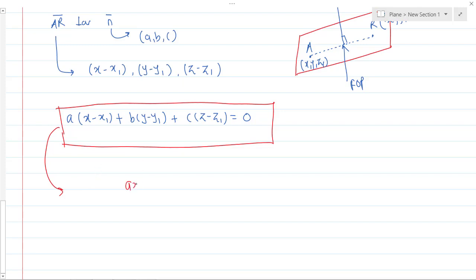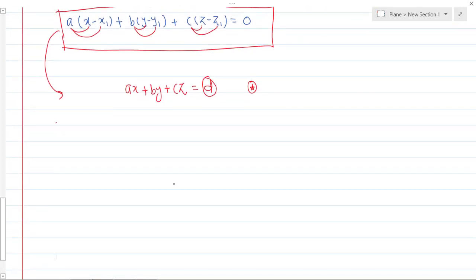If you further simplify this, you will get ax plus by plus cz equals d. Then what will be equal to d? See here, if you simplify this, you will get ax minus ax1, by minus by1, cz minus cz1. A, B, C and x1, y1, z1 are the known quantities which are constant. Their addition is nothing but d. The ax, by and cz remain the same. Perfect. So this is the second equation of the plane passing through a point and normal to, that is, perpendicular to the given vector.